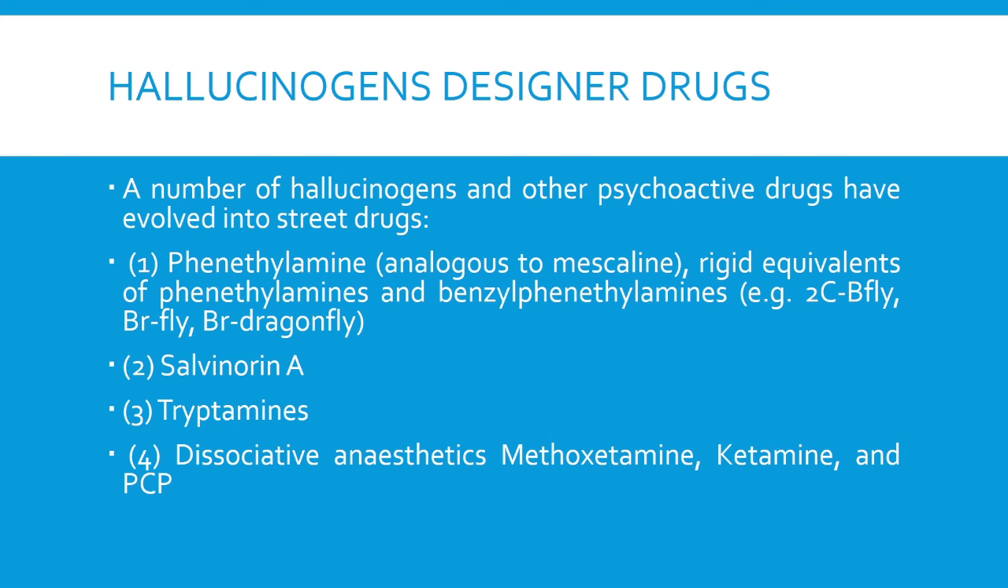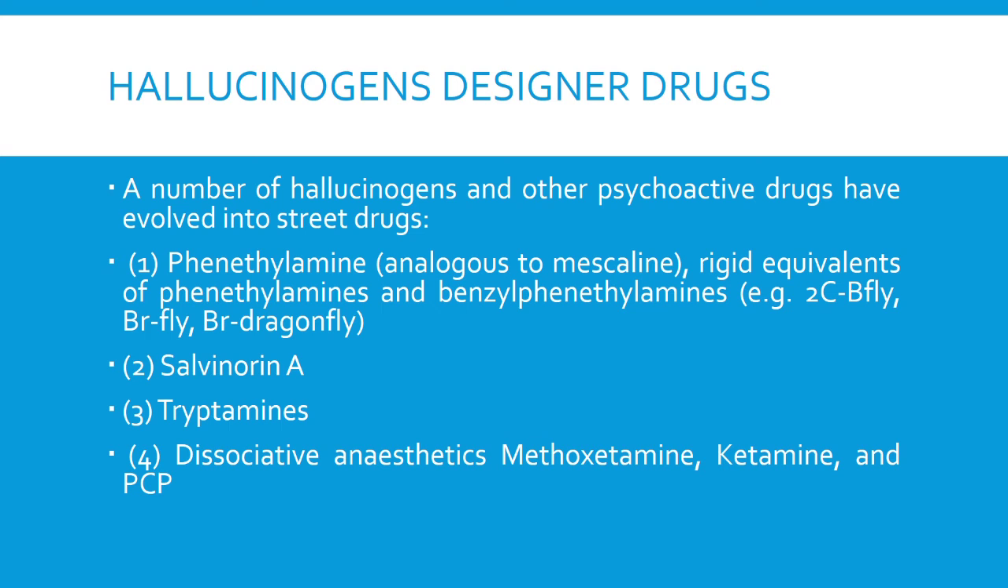So this is about cannabinoid designer drugs, and the third one is hallucinogen designer drugs. These hallucinogens and other psychoactive drugs have evolved into street drugs. Some examples I can tell are phenylethylamine, salvinorin A, and tryptamines, and dissociative anesthetics like ketamine and PCP. The potencies of these phenylethylamine derivatives have been increased by locking the structure more rapidly to produce compounds designated as FLY. Some are exceptionally potent, and some are related to overdose deaths.